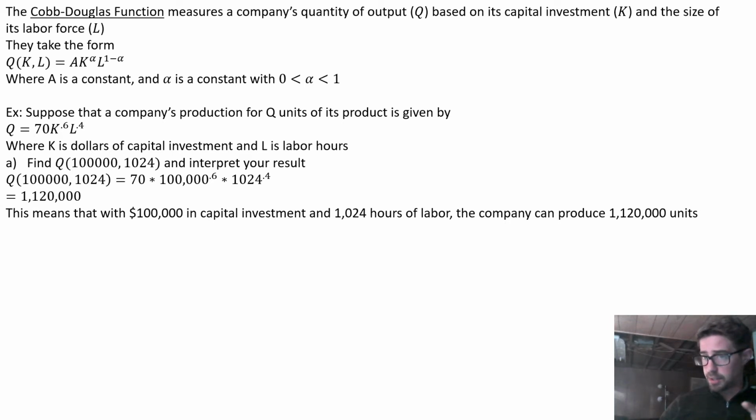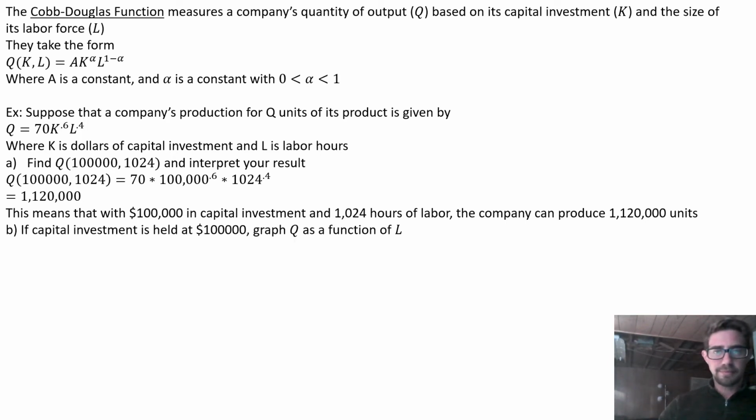So now instead of just being dependent on one thing, it's dependent on two things. And that's why we're not looking at the graph of this, because it would be a 3D graph. If one of the variables remains constant, let's think about that. Now it's not varying, so really Q is just a function of one variable. So if we hold our capital investment at 100,000, what does this function look like?